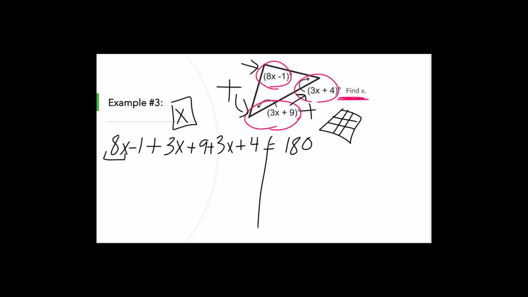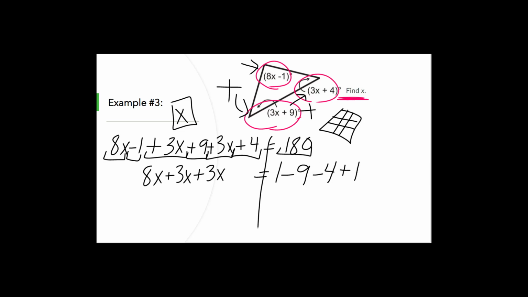My first group is good, copy below. My second group is bad. I'm going to change it to this side, positive 1. 3x is good on this side. 9 is bad, so I'm going to subtract. When it crosses the line, change the sign. 3x is good on this side. Positive 4 is bad. Now it's negative 4. And then the last group is positive 180.